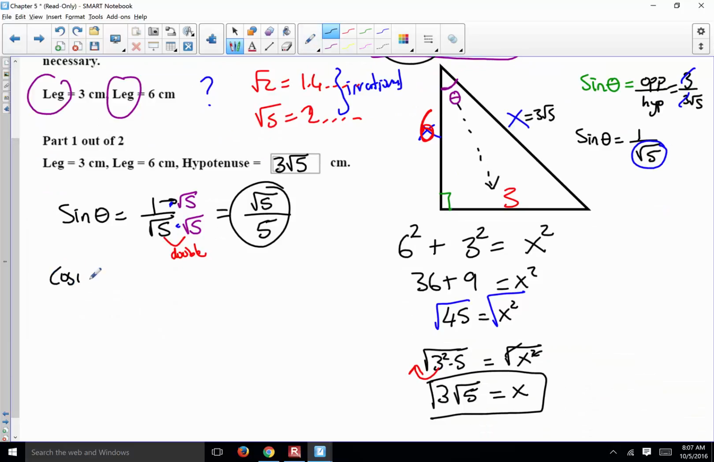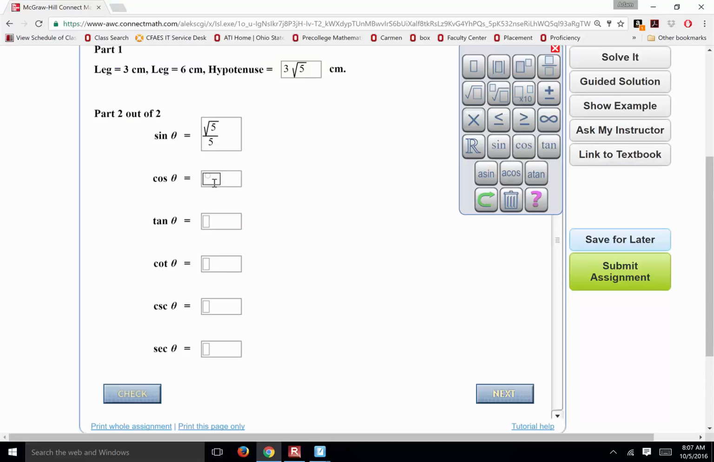What is cosine theta? Cosine is adjacent side over hypotenuse. This is the opposite side. This doesn't qualify. What is the adjacent side? 6, right? 3 root 5. That's 2. And this time 2 root 5 over 5. Look, I'm rationalizing quickly. Multiply both sides by root 5. 2 root 5 over 5.